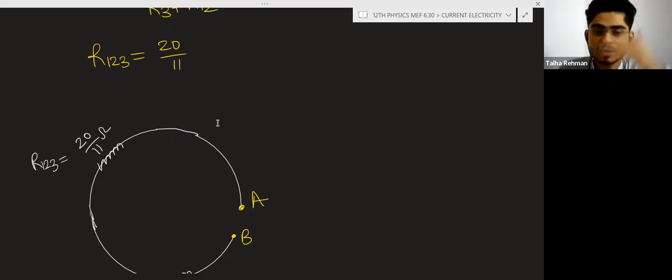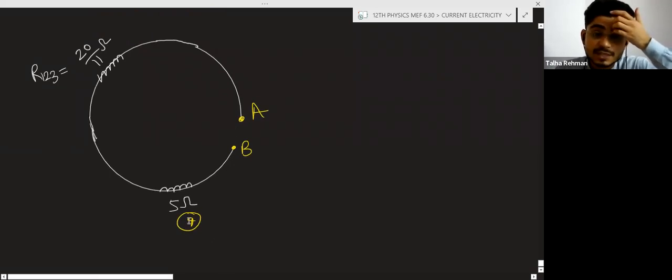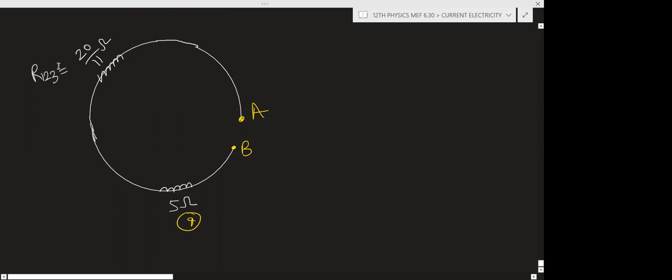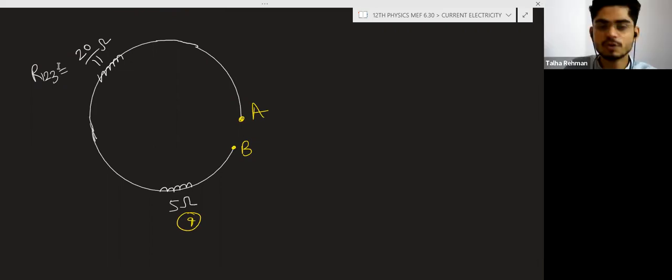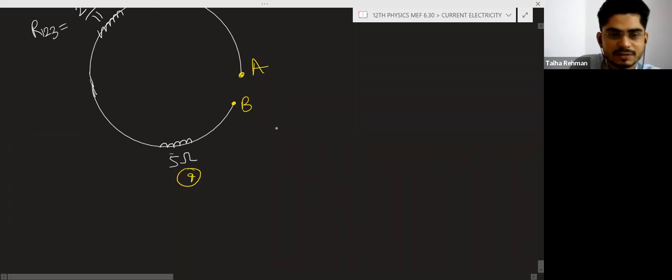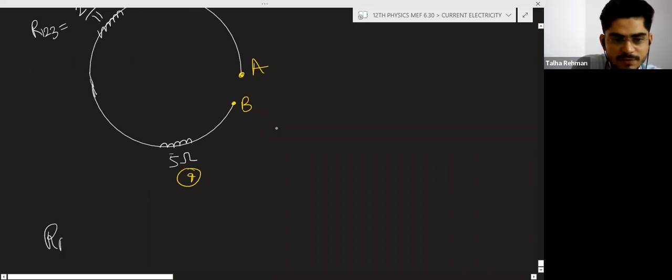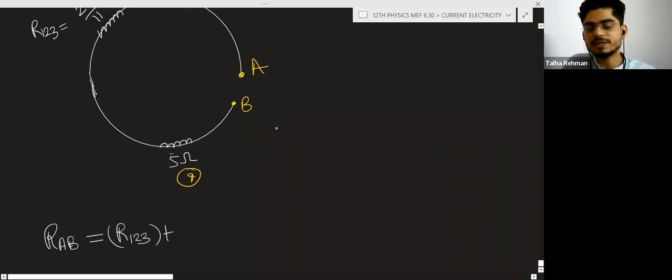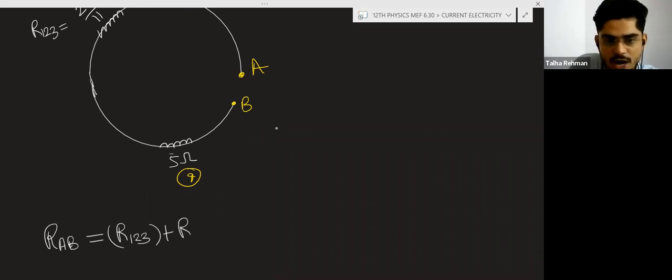Now, Matthew, tell me, this resistance 4 and this R123, which combination is this? Series. Very good. Series combination, because you have to find the resistance between the point A and B, and now see the wire is same. If the wire is same, I have told you, the current is same, means the series combination. Now you can find the equivalent resistance between A and B, and this will become R123 plus R4, since in series combination we add resistances directly.